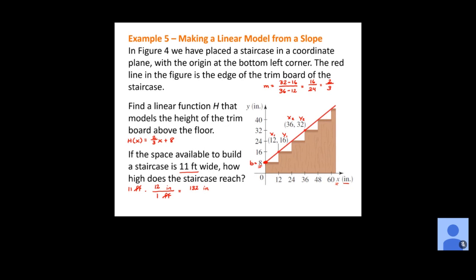Now that I know how many inches I'm dealing with, now I can substitute that into my function. So we're going to take h of 132, which is going to give us 2/3 times 132 plus 8. And at that point, we can just go straight to our calculator, multiply 2/3 times 132, add the 8, and when we do that, that should give us 96. Now we found an h of x value or a y value. Notice here that that's measured in inches also. So this is going to be 96 inches.